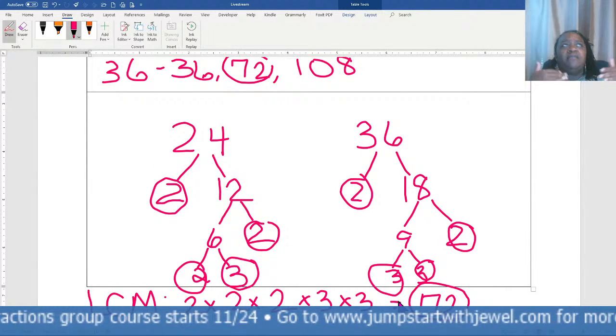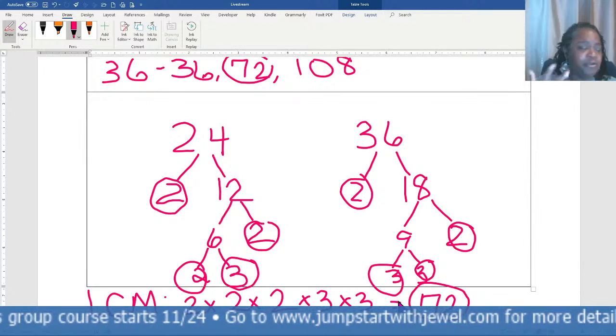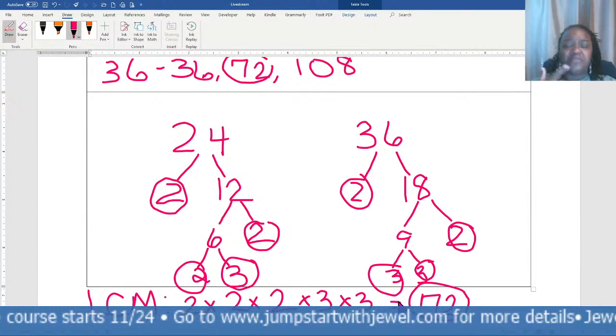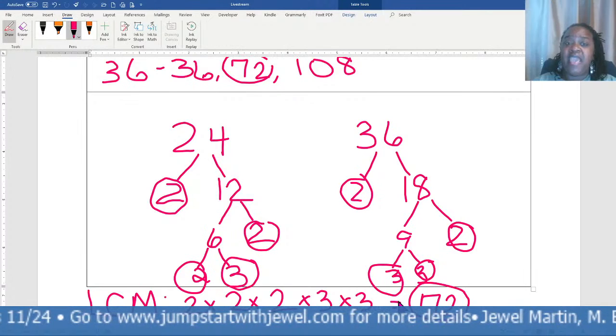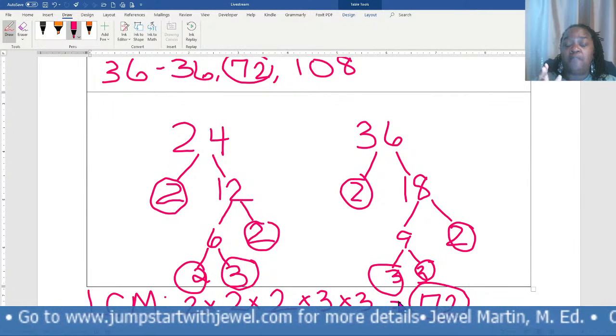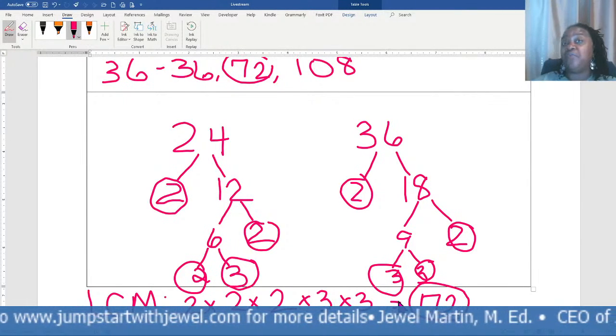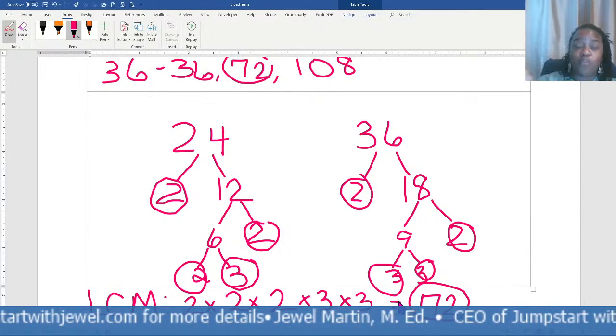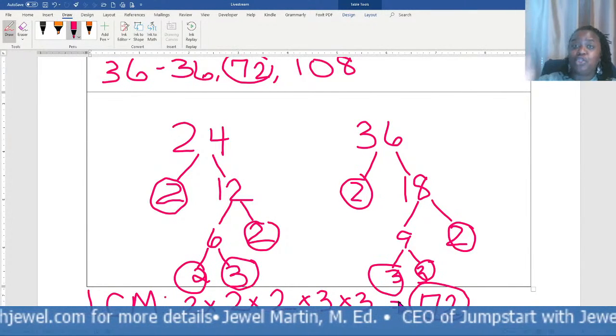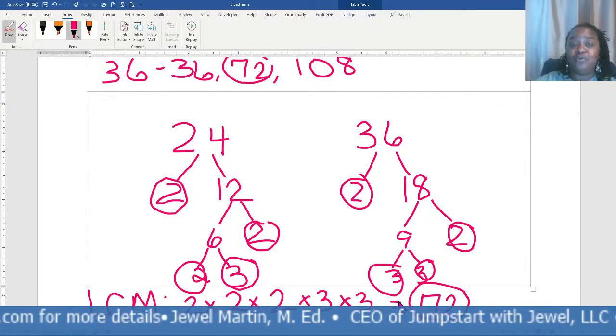Sometimes I think as you get into the higher grades, maybe middle school, 7th grade, 8th grade, that's when it becomes a little more challenging, and you may have to find the least common multiple or even the greatest common factor of 3 numbers. You would do the same thing. You would either list all 3 numbers or you would do prime factorization for those 3 numbers.